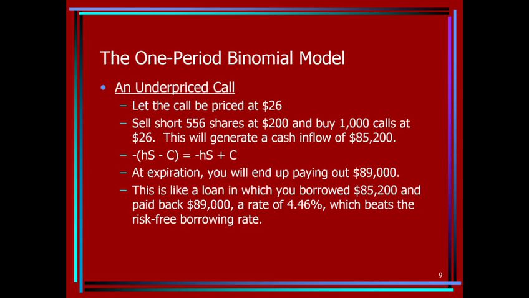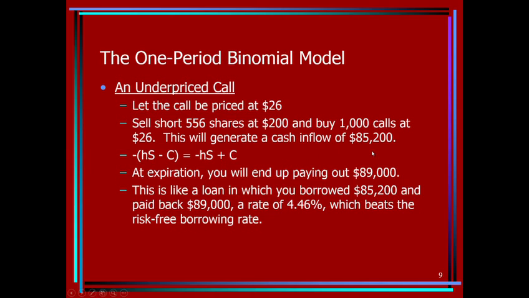Okay, coming back to an underpriced call. So the call is priced at 26, which is lower than 28 before. So what do you do? You buy the calls and you sell the shares, right? At the same price of 200 and this time at 26. So when you buy the call at 26, compared to the market value of 28, you're buying it at a cheaper rate, right? Now, it generates a cash inflow of 85,000.